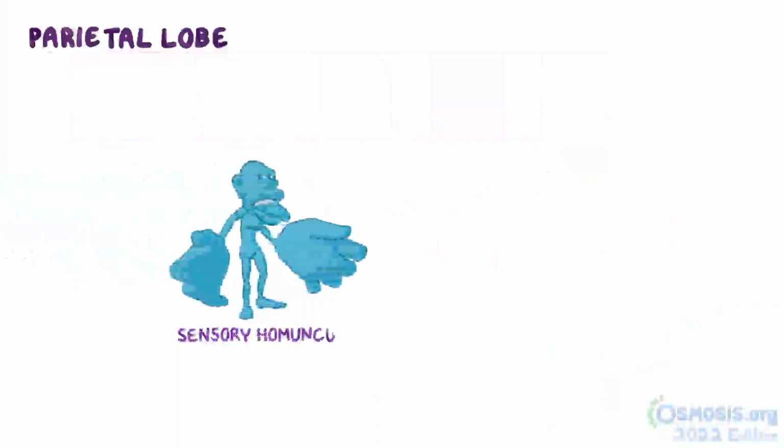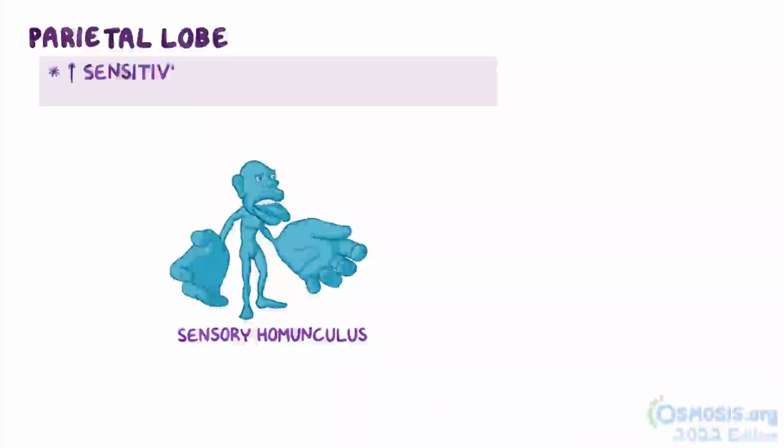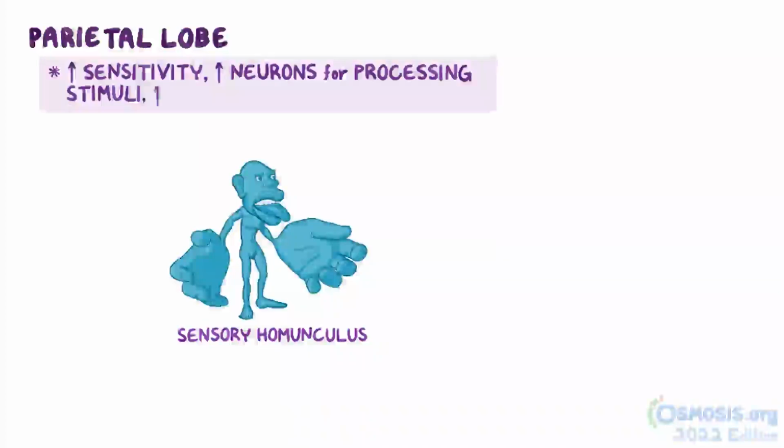And similar to the motor homunculus, we have a sensory homunculus to visually represent the proportion of sensory fibers that the primary somatosensory cortex receives from a particular part of the body. The more sensitive a body part is, the more neurons it requires for processing sensory stimuli, and therefore it occupies a larger area of the somatosensory cortex.